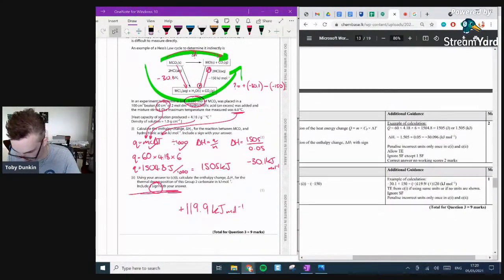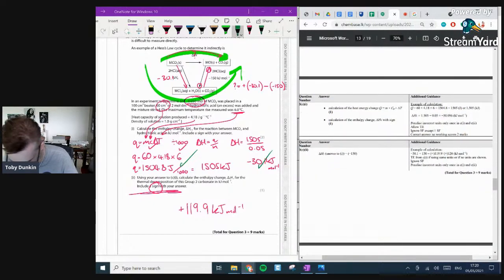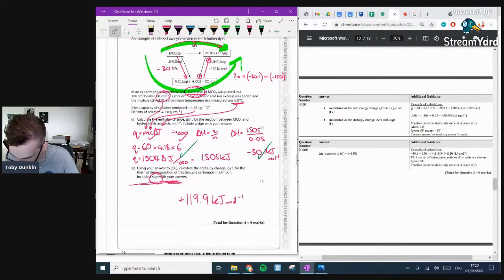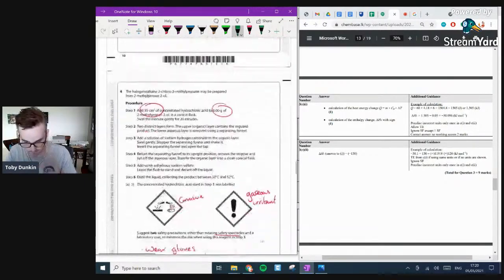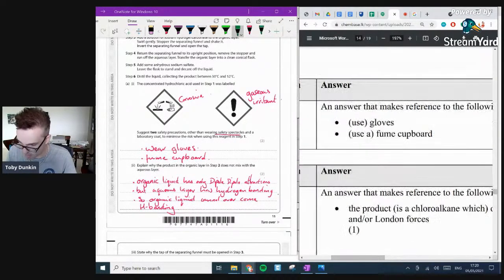Edexcel. So that's minus 30.1. Winner. Take it. Next one. Delta H answer should be plus 120 or 119.9 with a positive value. Wear gloves and use a fume cupboard.